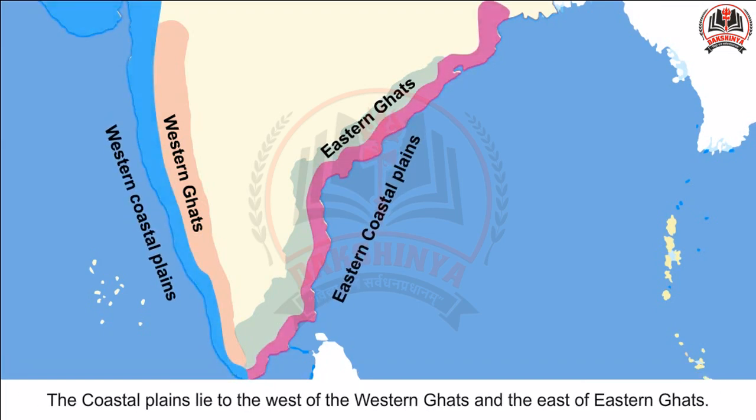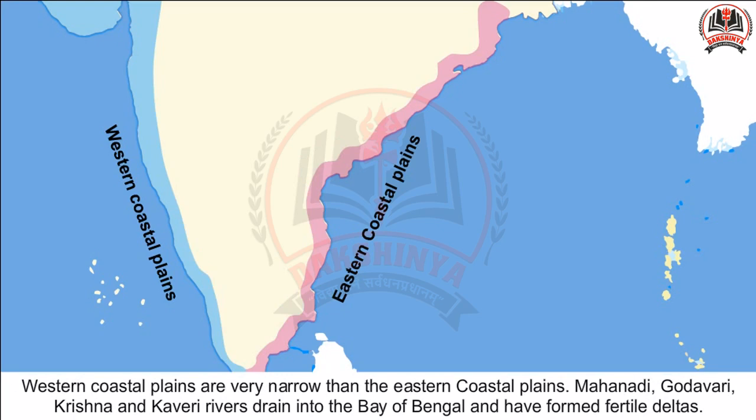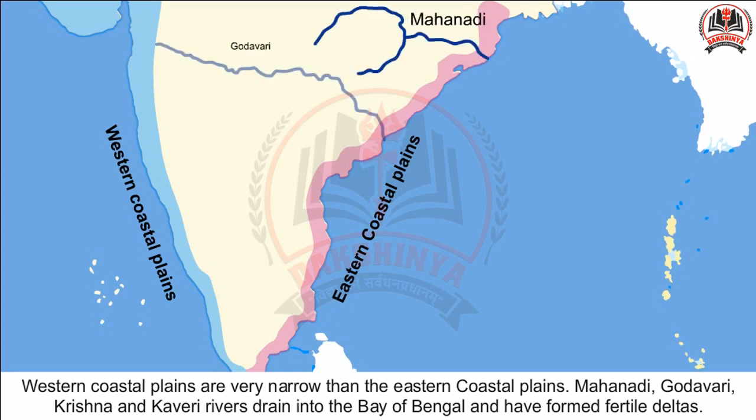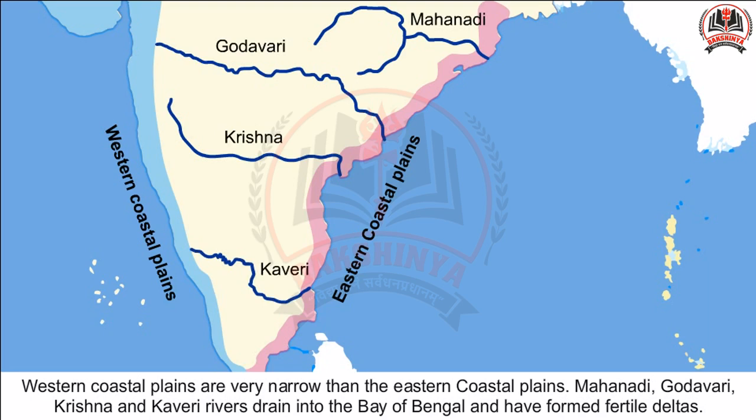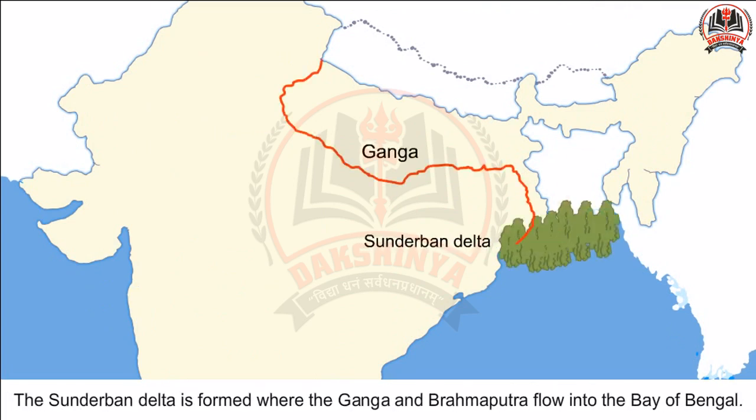The coastal plains lie to the west of the Western Ghats and the east of Eastern Ghats. Western coastal plains are much narrower than the eastern coastal plains. Mahanadi, Godavari, Krishna and Kaveri rivers drain into the Bay of Bengal and have formed fertile deltas. The Sundarban Delta is formed where the Ganga and Brahmaputra flow into the Bay of Bengal.